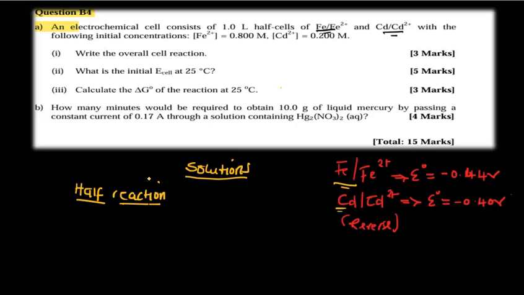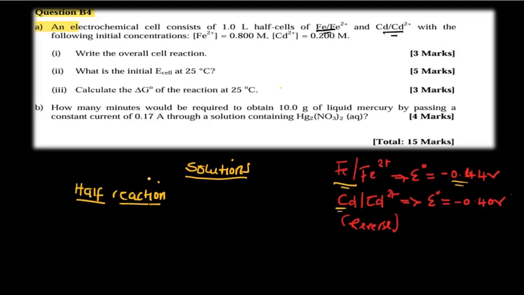The reduction reaction always has a reduction potential greater than that of the oxidation reaction. So if you look at the two, you find that iron has less reduction potential compared to that of cadmium. Therefore, cadmium is the reduction reaction. Iron is an oxidation reaction. So when we want to write the half reactions, the first one we are going to write is the oxidation reaction.